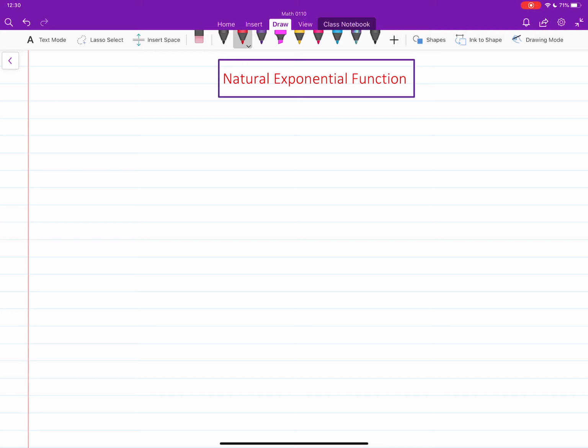Hi, in this video we will learn about a mathematical constant called Euler's number, e, and we see that when you choose this e as the base of the exponential function, we call that exponential function the natural exponential function. Okay, let us start with what is this constant.